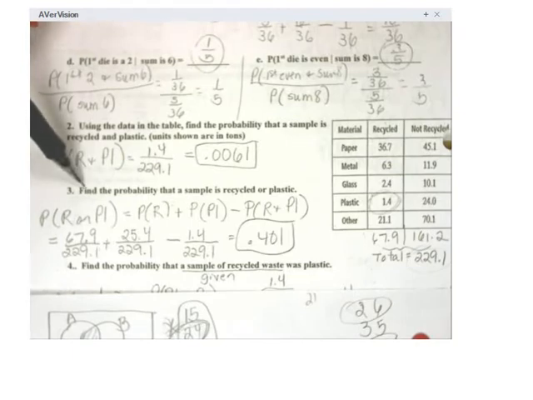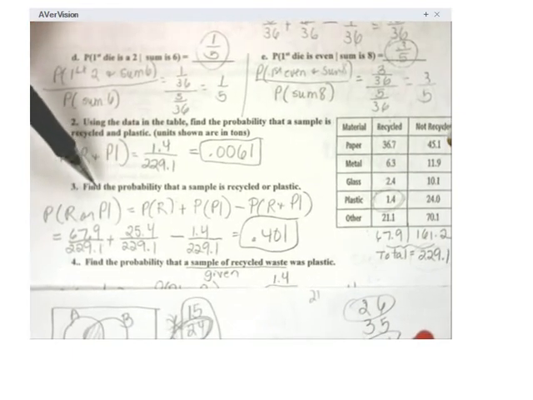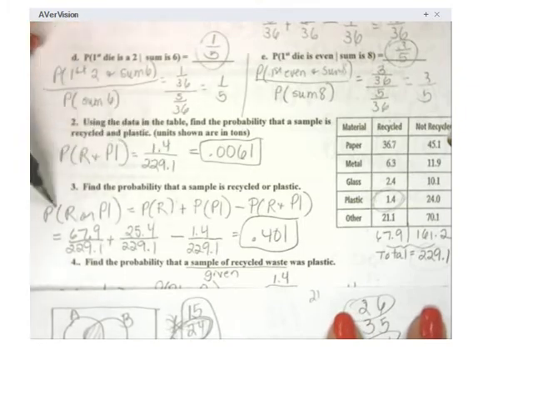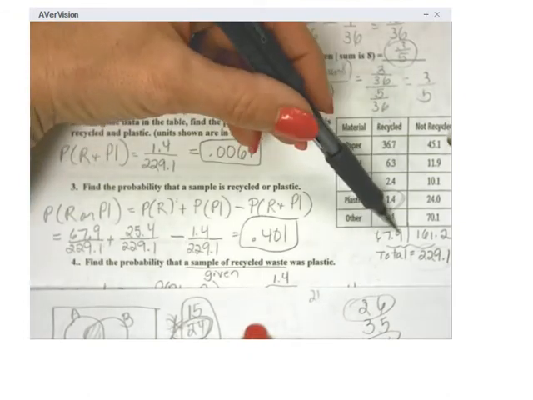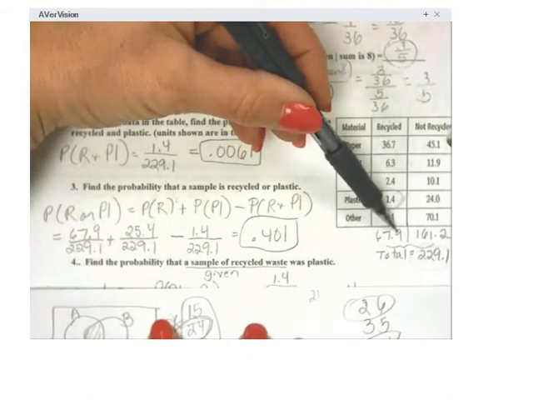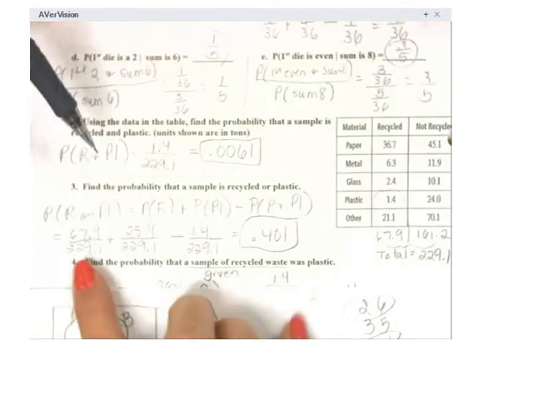Number 3, find the probability that a sample is recycled or it's plastic. So it can be either one or the other, or it could be both. So I wrote my symbolism. Or means union. So I'm finding the likelihood of recycled, and I can see this whole column. I have 67.9 tons that are recycled out of 229.1.